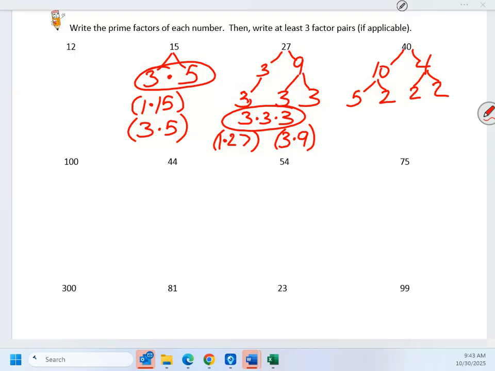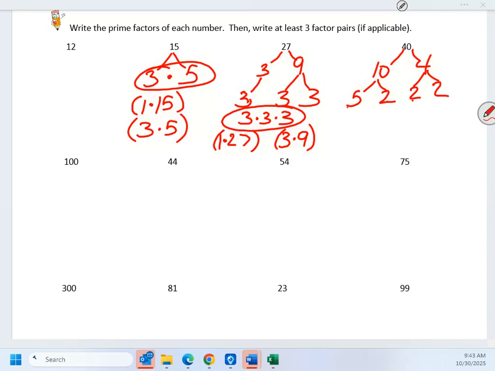All right, can I break my 5 down? Can I break 5 down into anything? Nope, that's a prime. Can I break 2 down into anything? No, it's a prime, right? 2 times 1, that's all you can have. So I can't break any of those 2 down. So what are my prime factors for 40?